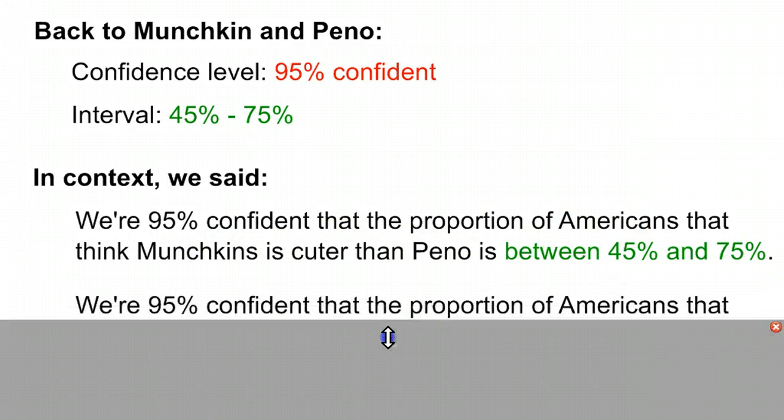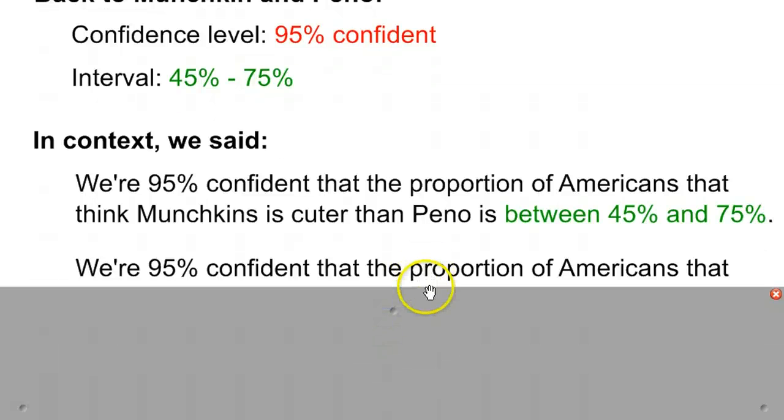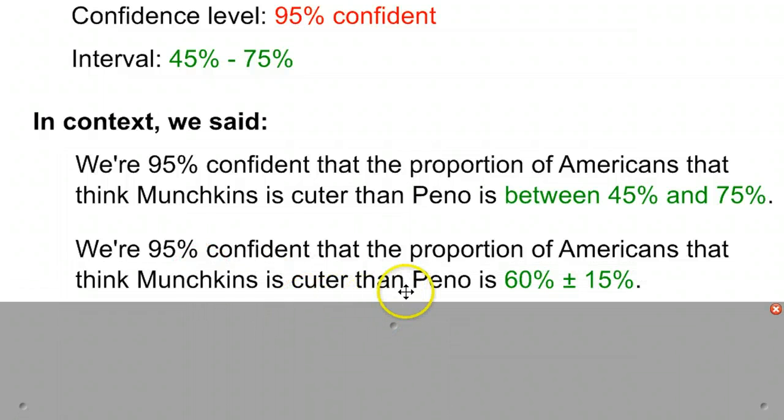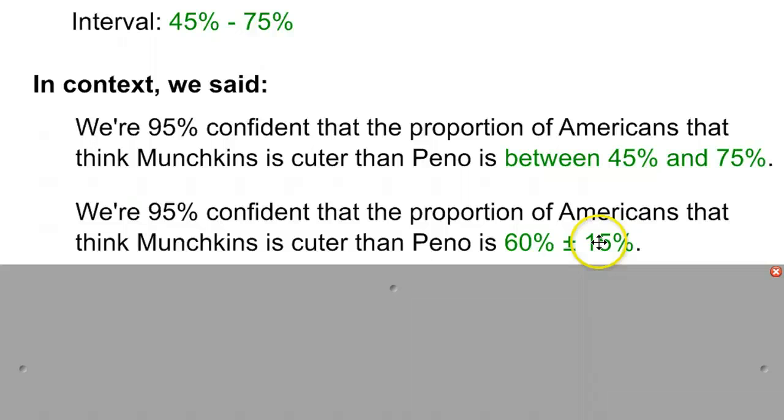the puppy. You could also say, if we did our plus minus instead of the interval notation, that we're 95% confident that the proportion of Americans that think Munchkin is cuter than Pino is 60% plus or minus 15%. And it means the same thing as the interval notation, but it's stated where we know what the best guess is first, and then how much error on either side, what our margin of error, what our wiggle room is on either side.